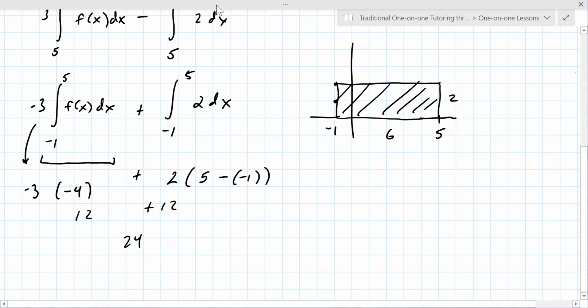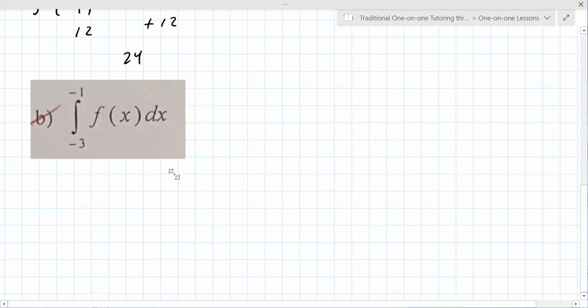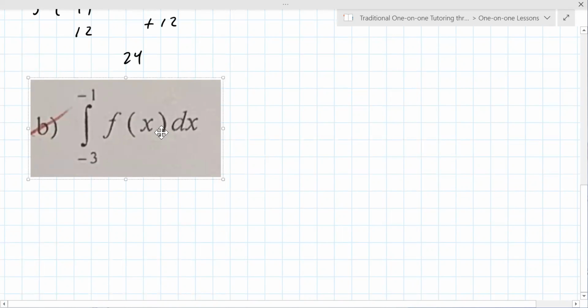Okay. Okay. That makes sense. Great. B. All right, so let's look at B. Okay, B is the integral from -3 to -1, f of x dx, and you're not given. Okay, so that's why this is odd.